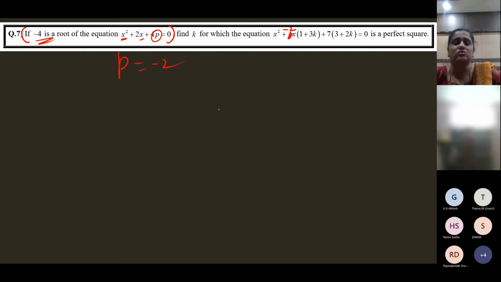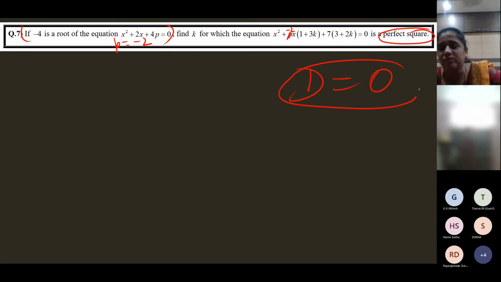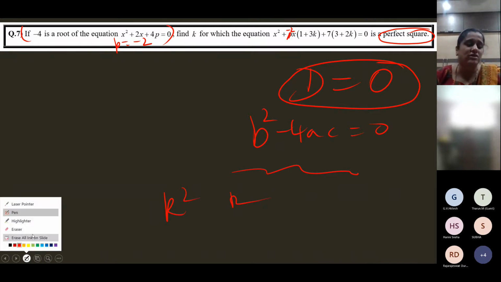That means this P is minus 2. From this, we get P is equal to minus 2, sorry. So that means here, P is minus 2. And if it's a perfect square, the value of D is 0. D means B square minus 4AC is equal to 0. And you know what are A, B, and C? Just substitute. Simplify the quadratic equation in K and find the two values of K. That's all. 3 marks.